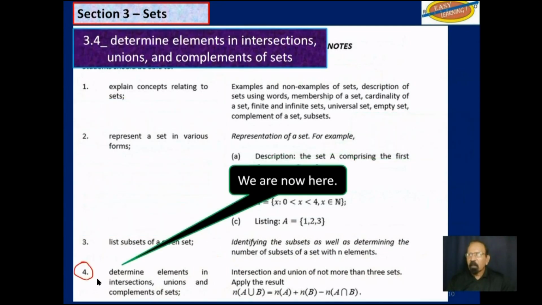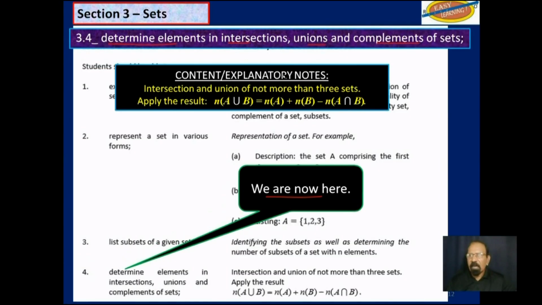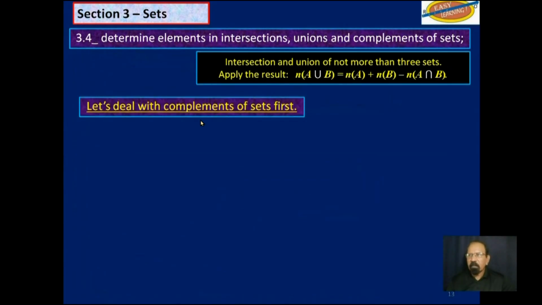We are now here. Determine elements in intersections, unions, and complements of sets. And we have some explanatory notes here, but since this is too small for you to see, it is written larger here. Intersection and union of not more than 3 sets. And you have to apply this formula here to get the cardinality of the union of 2 subsets. So let's deal with complements of sets first, because that is the easiest to understand.